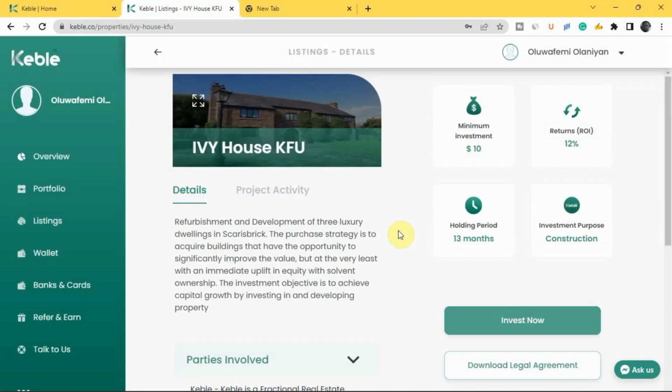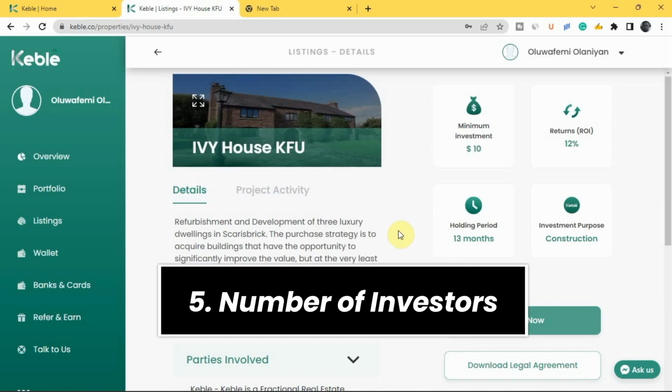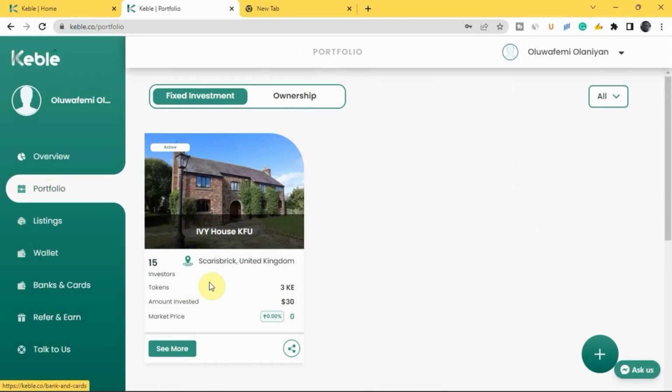Number 5 is that you can know the number of investors on the properties you are investing in. So if you come to your portfolio right here, you'll be able to see the number of investors that are investing in the properties in your portfolio. So you can see that for this investment in my portfolio, there are 15 investors right here. So that means 15 different people are investing in this property. So you can also know that maybe more people are investing in this property, or maybe the number of investors is going down. So you'll be able to know on the platform.